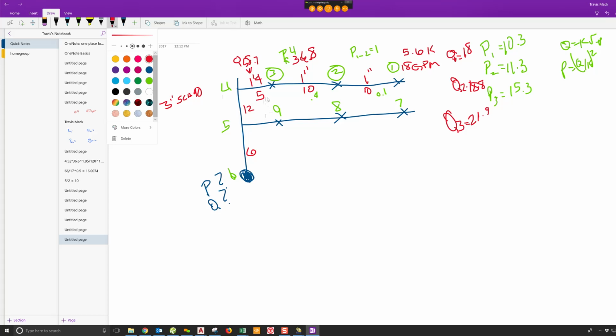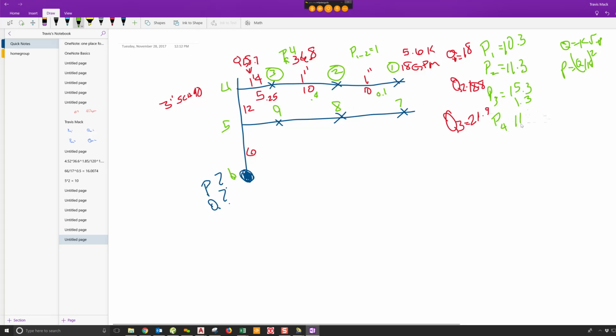Times 5 is 1.25. So now, let's see here. I'm trying to keep the colors consistent. So we had 1.25 is from 3 to 4, right? So P4 is going to equal, let's call that 1.3 since we've been to 1 decimal point the entire time. Let's just stick with 1 decimal point. So we'll say 1.3. And now this becomes 16.6. Does that make sense?